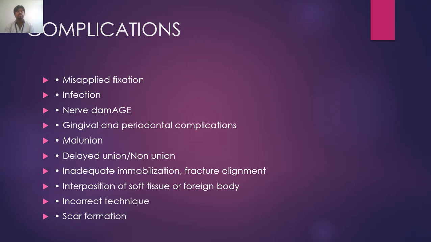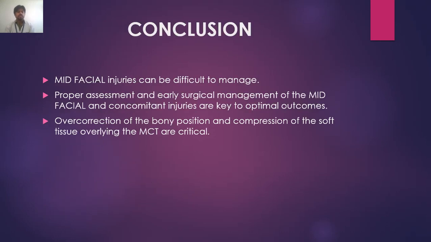Complications of plating: misapplied fixation can happen, infection can happen in the plate, nerve damage can happen, gingival and periodontal complications, malunion can be seen, delayed union or non-union, and inadequate immobilization and fracture alignment can happen. Interposition of soft tissues or foreign bodies can happen, which will not enable primary healing, as well as incorrect technique and scar formation.